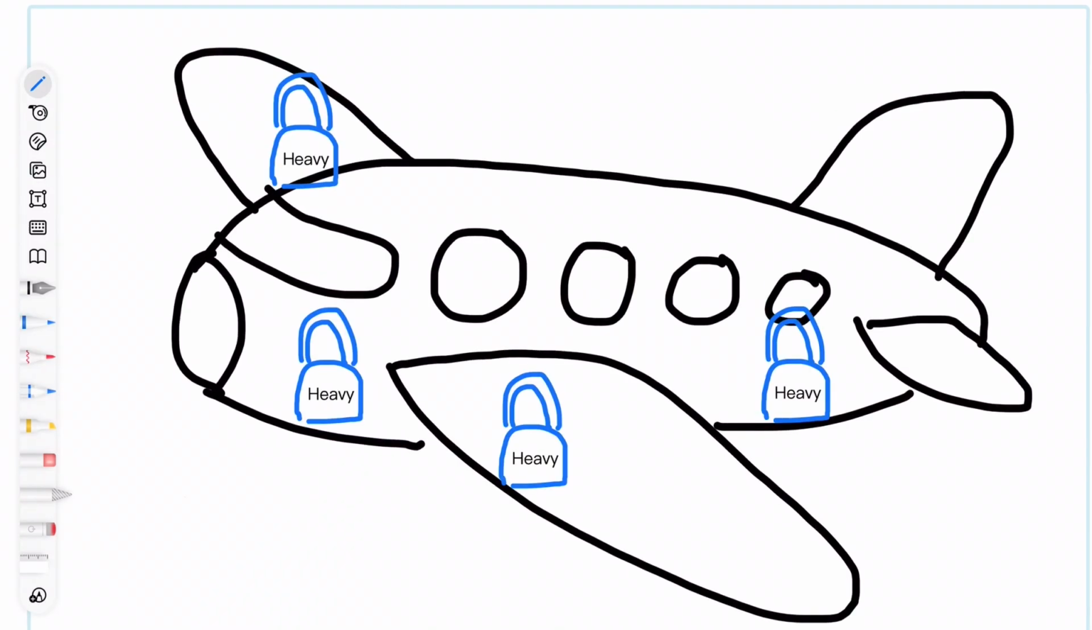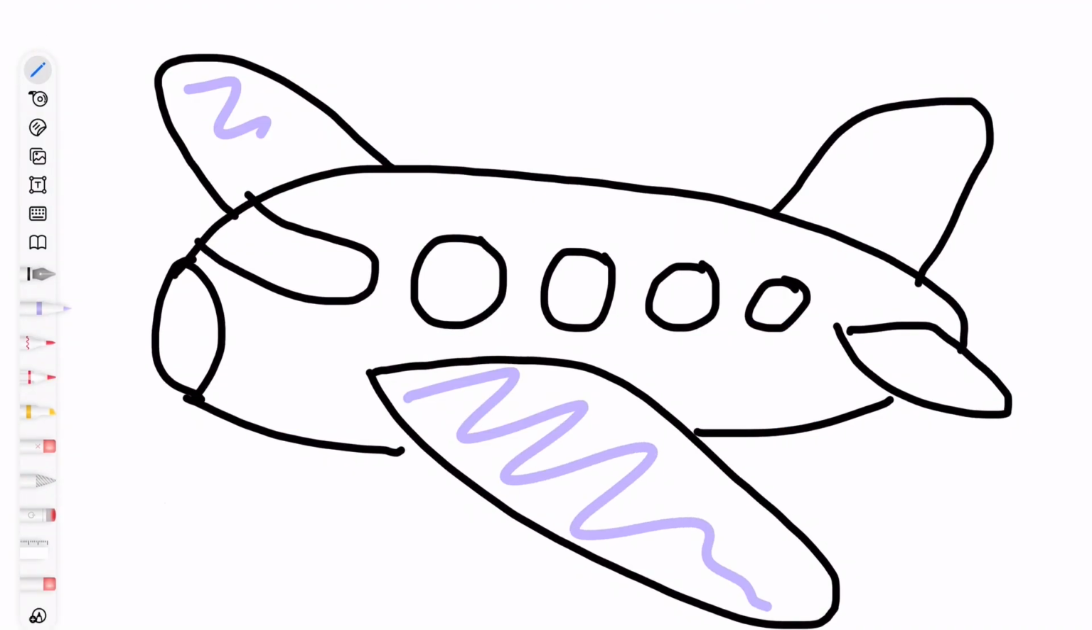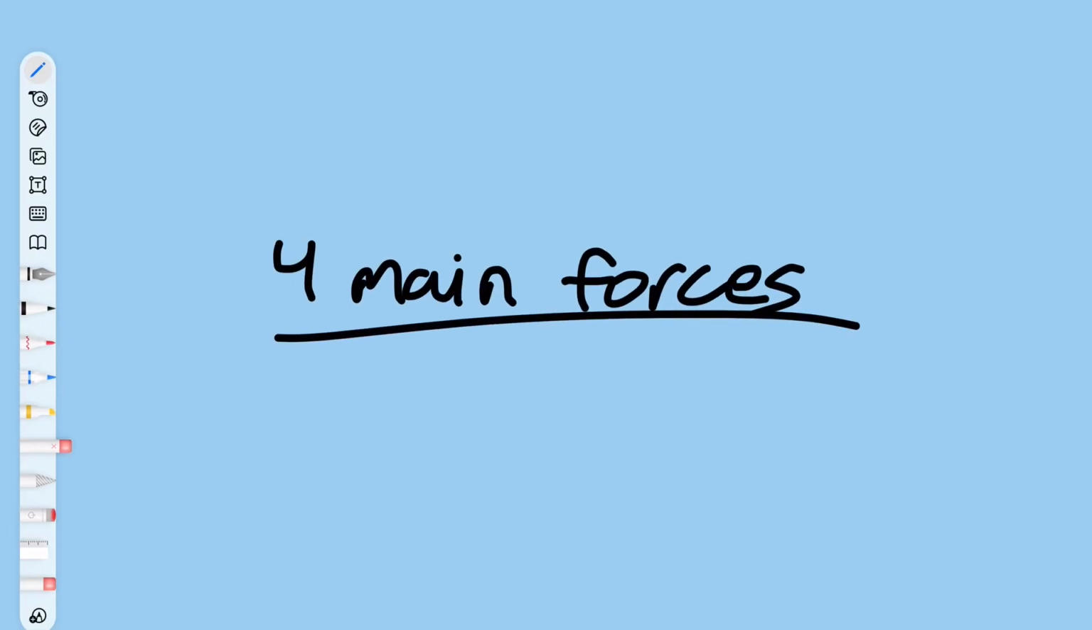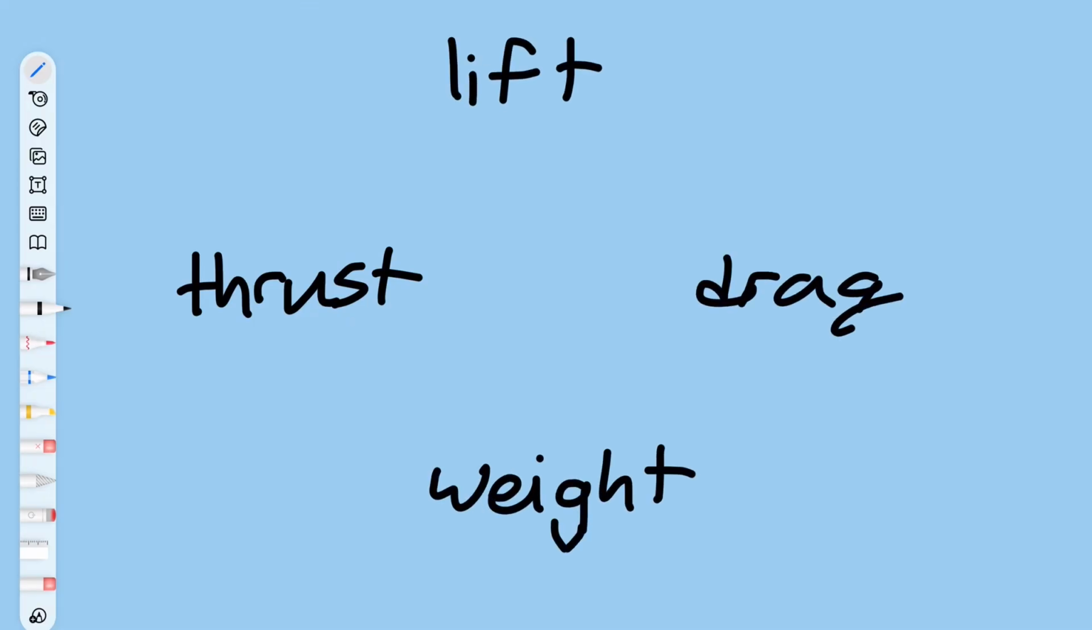Today, I'm going to explain how airplanes weigh thousands of pounds, yet fly effortlessly through the sky. The secret is in the wings and something called lift. There are four main forces acting on any aircraft at all times: thrust, drag, weight, and lift.